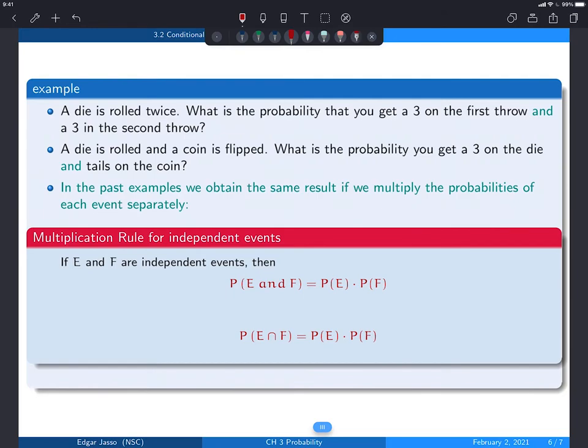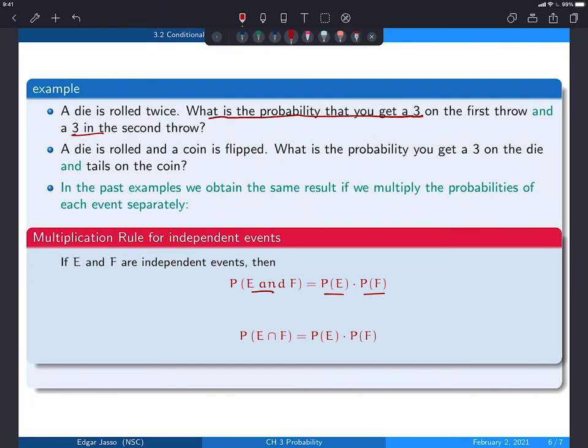They are, if the events are independent, so knowing what happened does not affect the probability of the other, then the probability of E and F is the product of the probabilities. My example is if you throw a die twice, you get a 3 in the first throw and a 3 in the second throw.